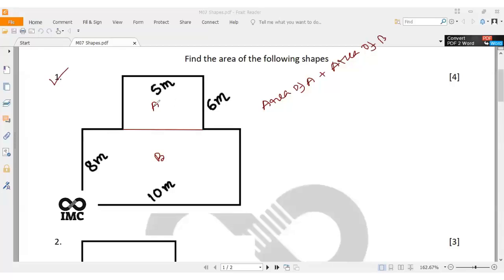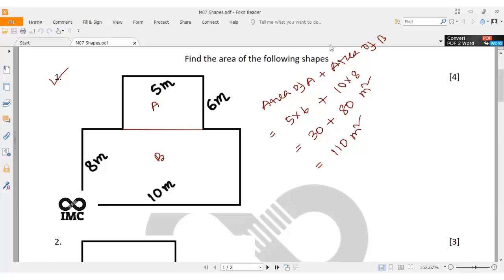We can say both A and B represent rectangles. So what will be the area of A? Very simple. Length multiplied by breadth. 5 multiplied by 6 plus. What is area of B? 8 multiplied by 10. So 5 6s are 30 plus 8 10s are 80 meter square. 80 plus 30 will be 110 meters square. And this is the solution of question number 1.